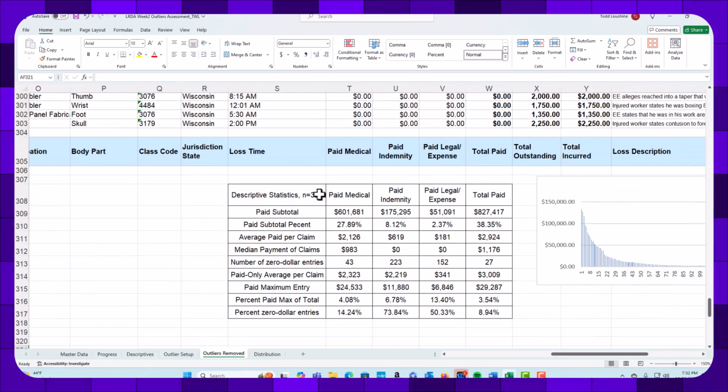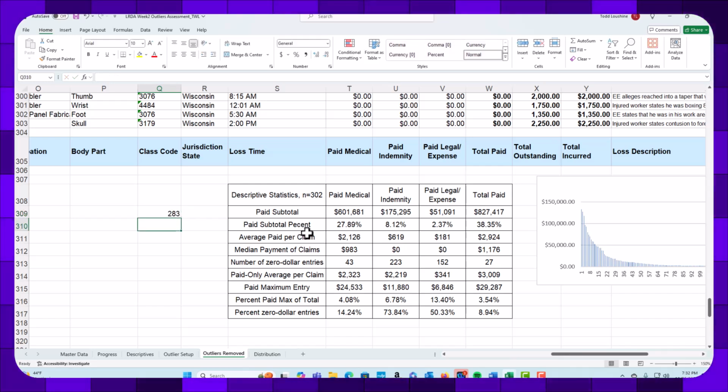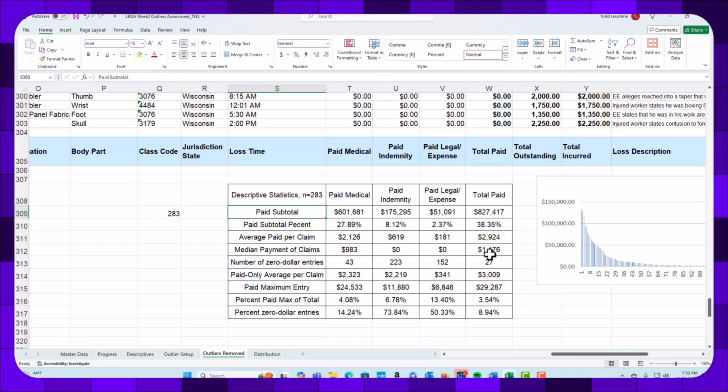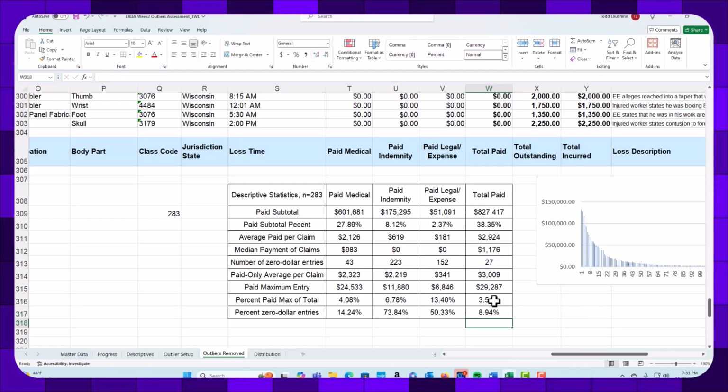This has changed. Now this is 302. What is equals 302 minus 19? Isn't that what we took out? So now this is 283. Okay, you see all the numbers are different. Oh, the most expensive is now 9%. Oh, that's $0 entries. I'm looking at this.